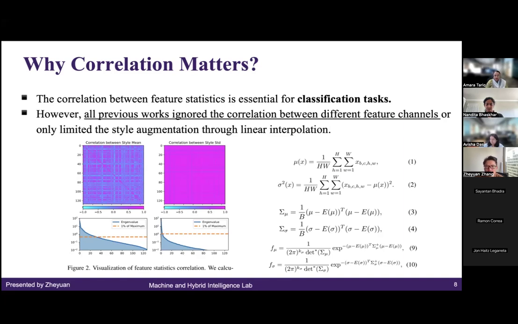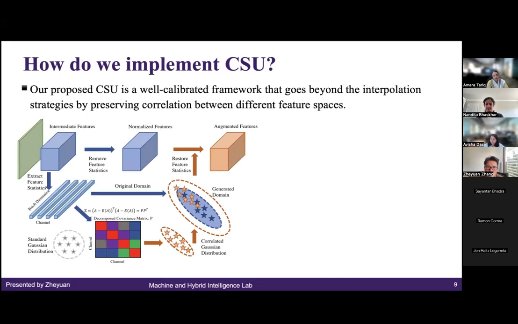However, all previous work ignores such correlation between different feature channels, or just limits this style computation to simple interpolations. The feature statistics can be defined as the mean and the standard deviation of the feature space for each sample. In order to go beyond these simple interpolations and maintain the correlation between the feature channels, we propose a correlated style uncertainty.